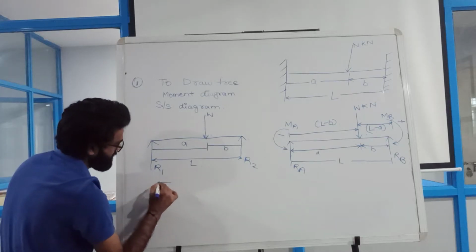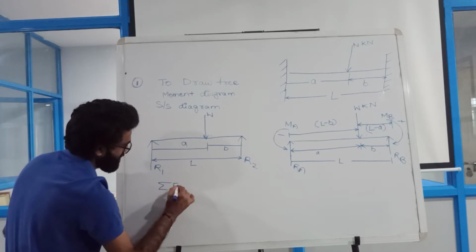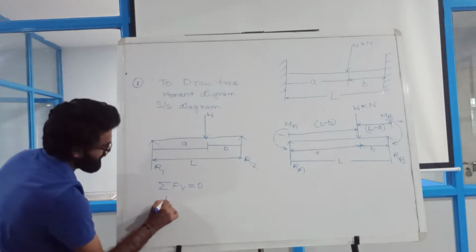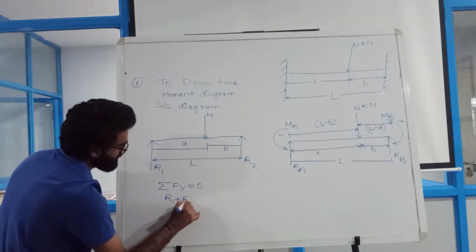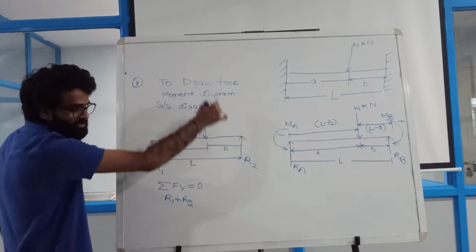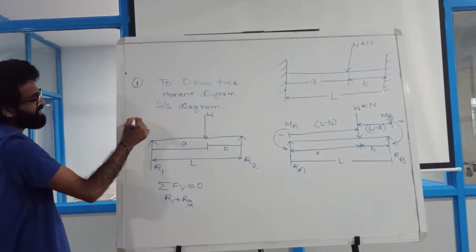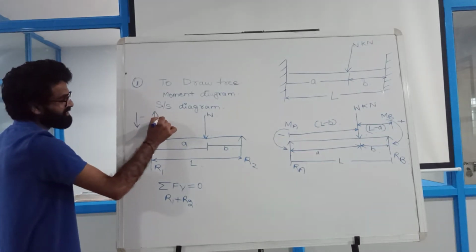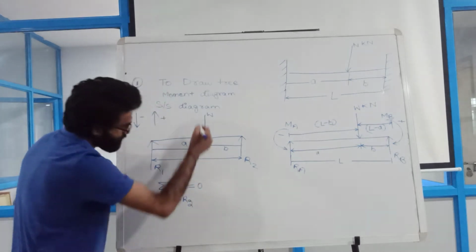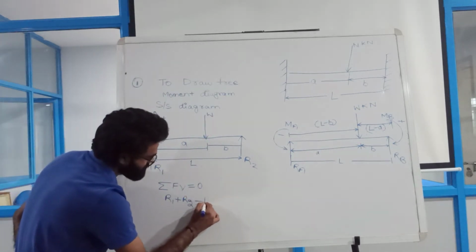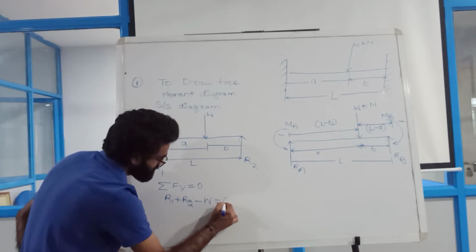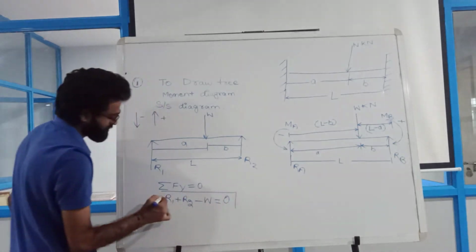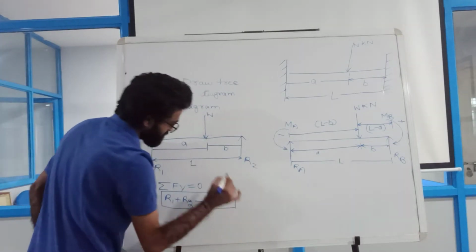As we all know, the summation of Fy, meaning vertical forces, is zero. If I keep that, I will get R1 plus R2, and there will be a load acting in the downward direction. All of you know that if the load is acting in the downward direction, it is negative; if it is acting in the upward direction, it is positive. So let us say the load is in the downward direction, so R1 plus R2 minus W is equal to 0. This is my equation for summation of Fy.